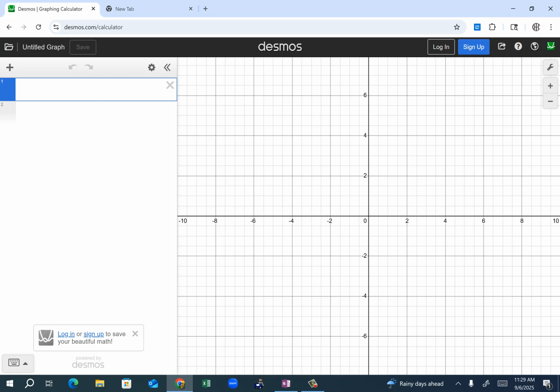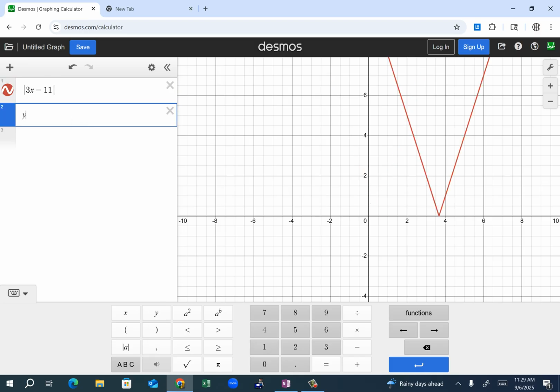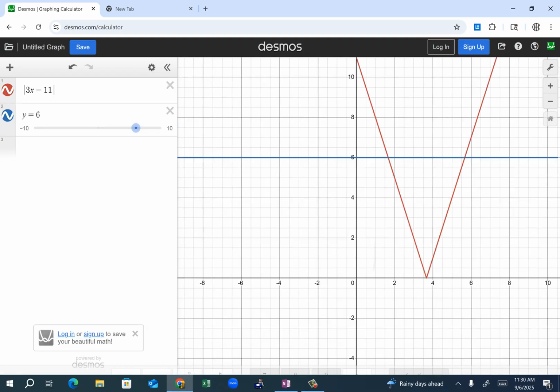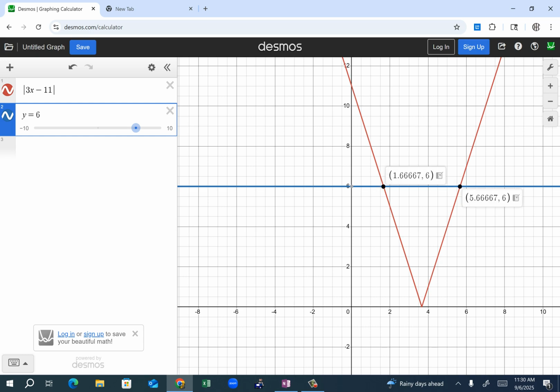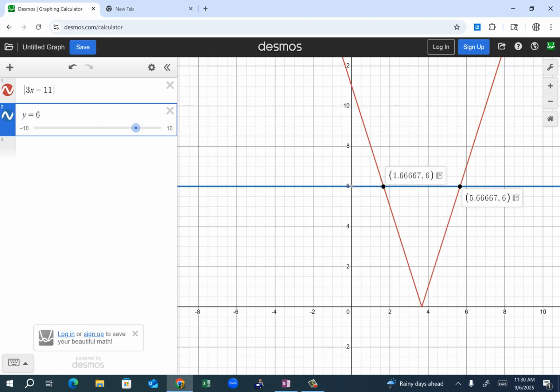All right, so on this, what I want you guys to actually visualize is what the problem looks like. So 3x minus 11 is that goofy thing, and 6 is this. And I want to know, where is it greater than that? Well, from 1.6, which is 5 thirds, from there, back this direction to the left, the red is above the blue. And from 5.666, which is 17 thirds, to the right, it's also greater than the blue.